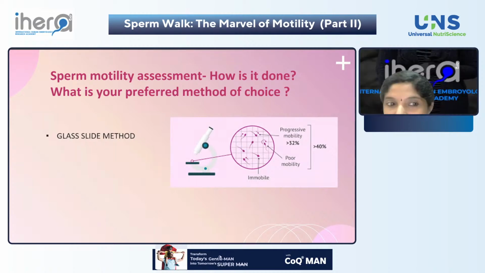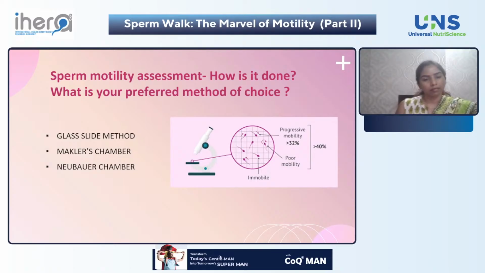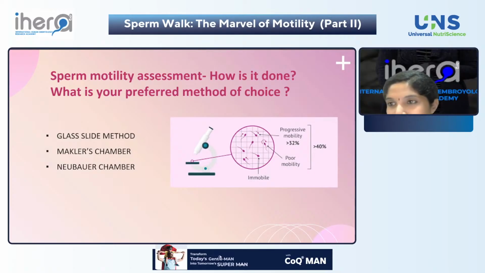We have glass slide, Makler, and Neubauer chamber. What is your preferred method of choice, or what is your practice in your lab?